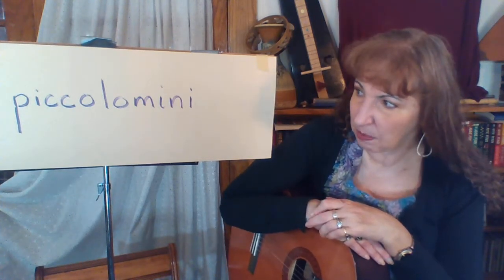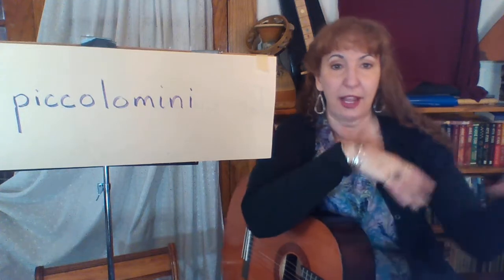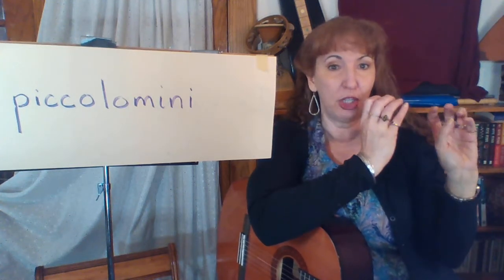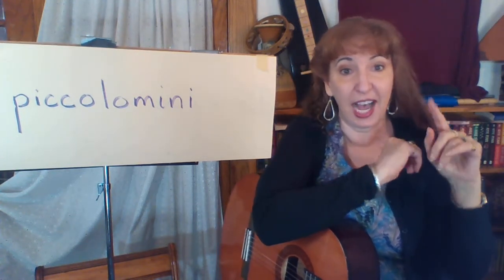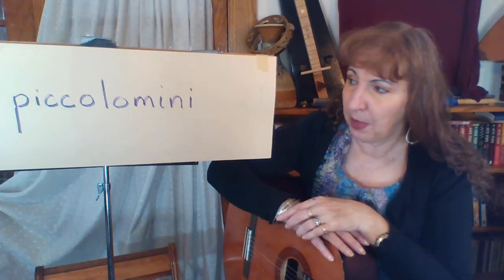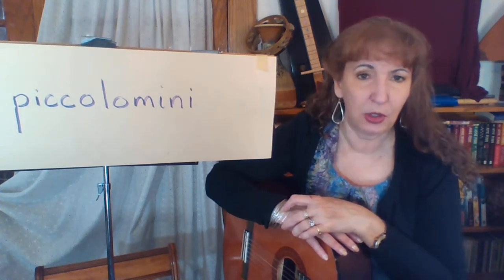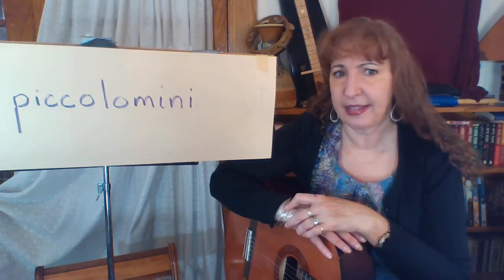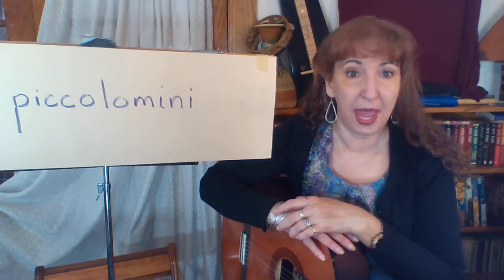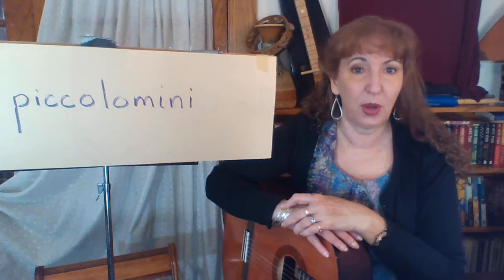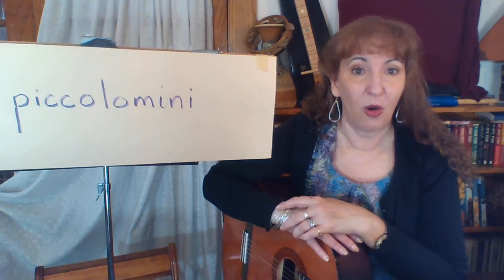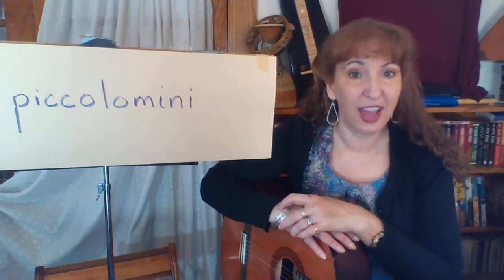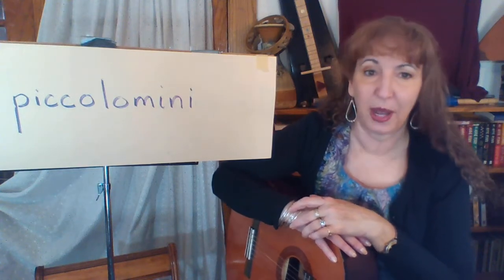It starts with piccolo. Piccolo is like a flute, but very short and small, plays very high notes. The word piccolomini, I don't think it's supposed to mean anything, but in some ancient language, like ancient Latin, it means little man. So while we're singing, if you want to imagine an elf or a dwarf, you could do that and have that picture in your mind.